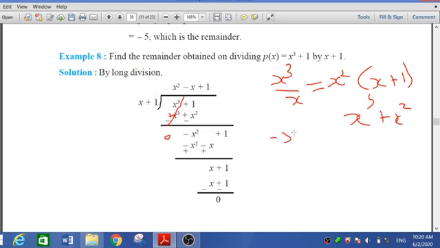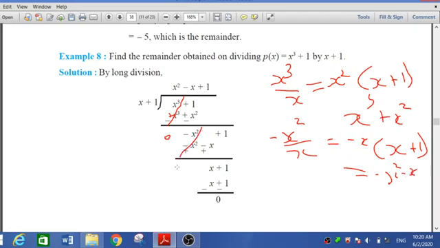Again minus x square divided by x, we get minus x. So we have to put minus x here. Again in the bracket what do I have to write? x plus 1. Now open this. We get minus x square minus x. So here it is minus x square minus x.